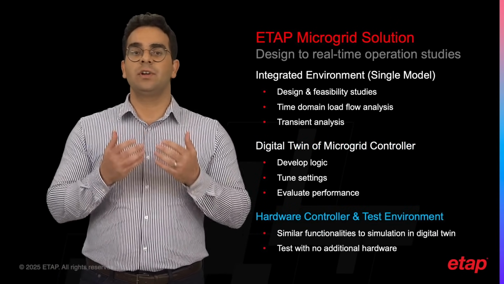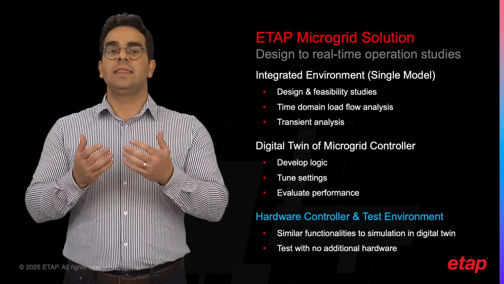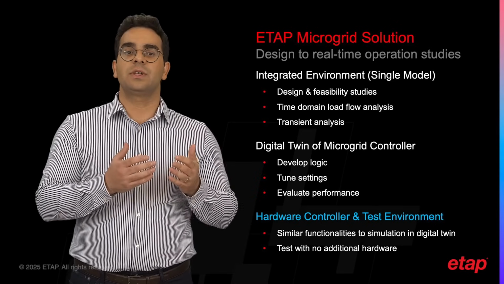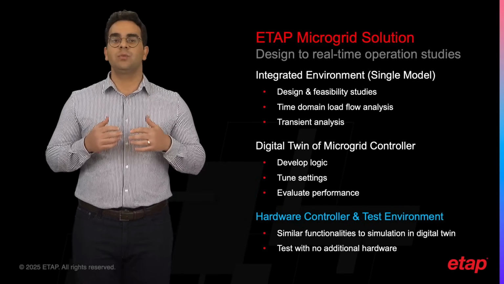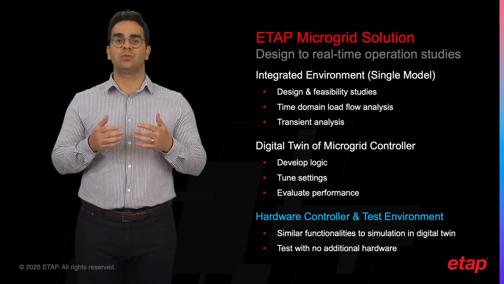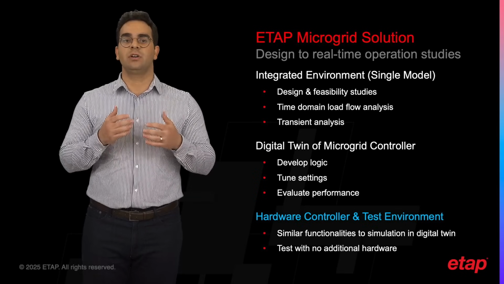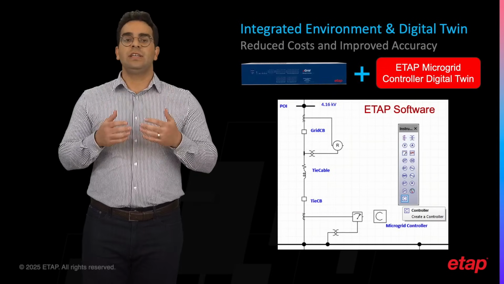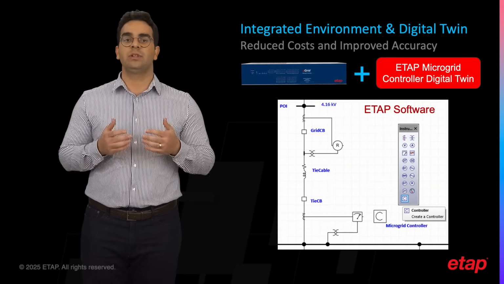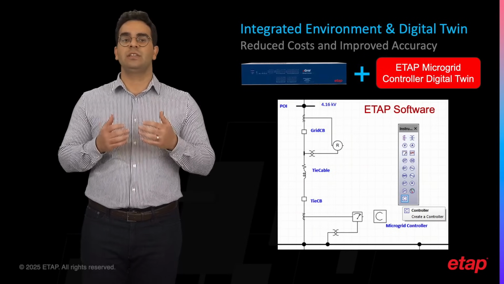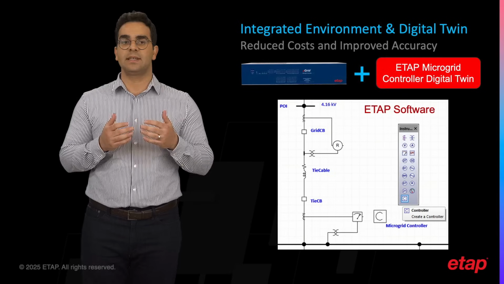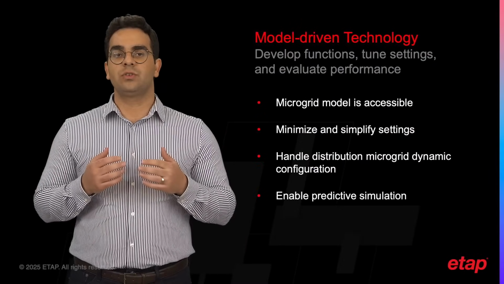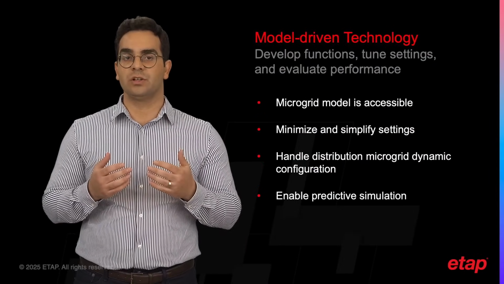Additionally, ETAP offers hardware for the microgrid controller that can be deployed in real-world microgrids with similar functionalities as observed in the simulations. ETAP also provides an environment to test the microgrid controller hardware without the need for additional hardware, which is usually required for hardware-in-loop testings. By leveraging ETAP's integrated environment and digital twin technology, customers can efficiently evaluate and optimize their microgrid systems with reduced cost and improved accuracy.